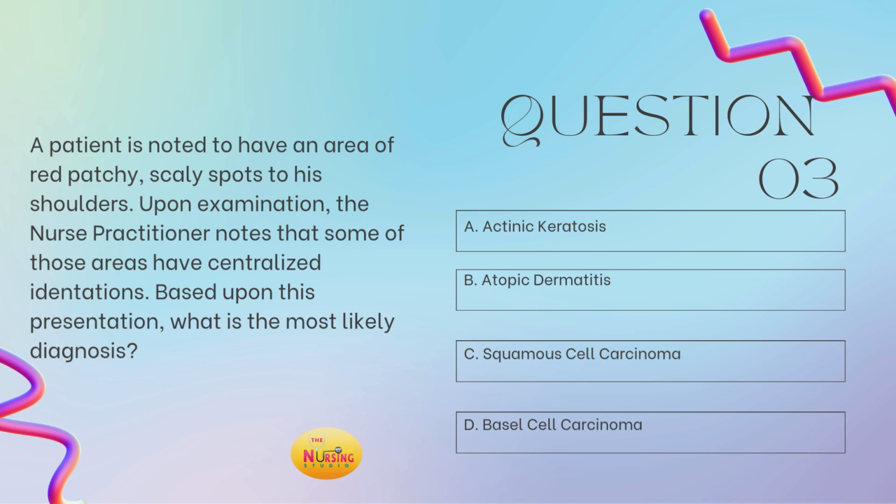And then question number 3. A patient is noted to have an area of red patchy scaly spots to his shoulders. Upon examination, the nurse practitioner notes that some of those areas have centralized indentations. Based upon this presentation, what is the most likely diagnosis? Is it A, actinic keratosis, B, atopic dermatitis, C, squamous cell carcinoma, or D, basal cell carcinoma? Take a moment and tell me what you got.